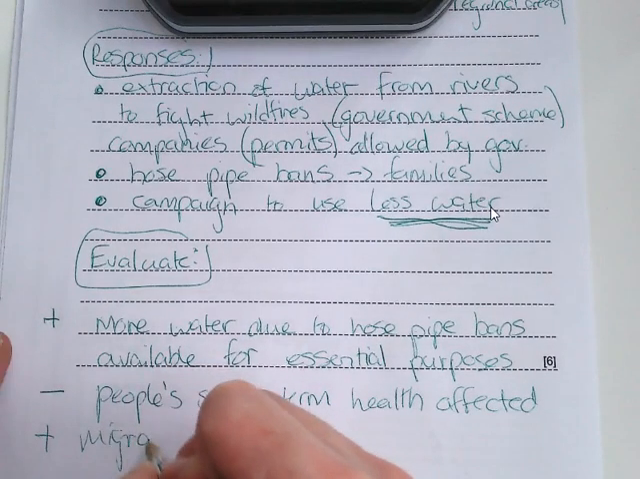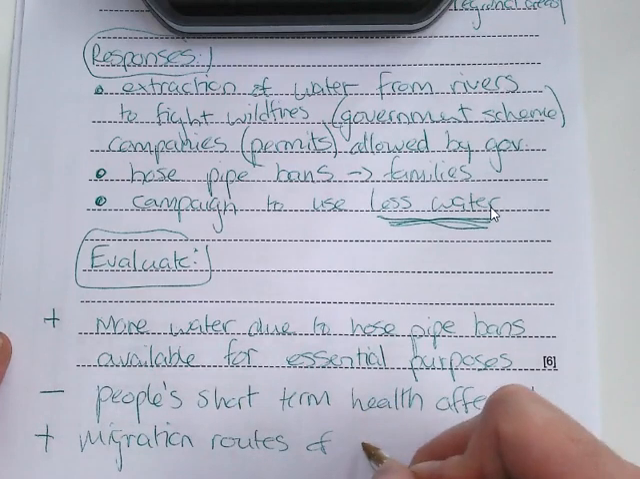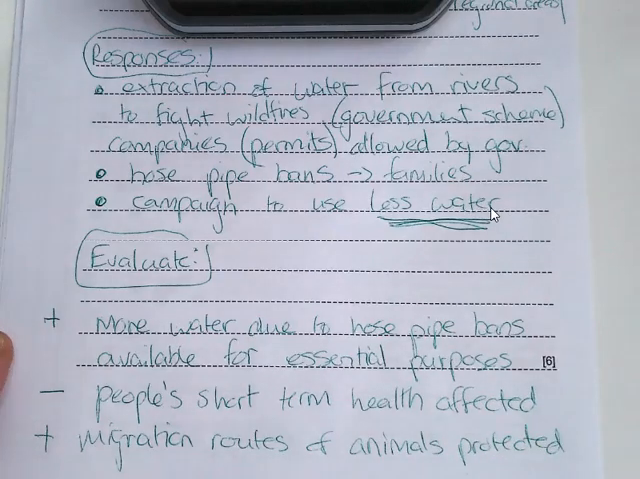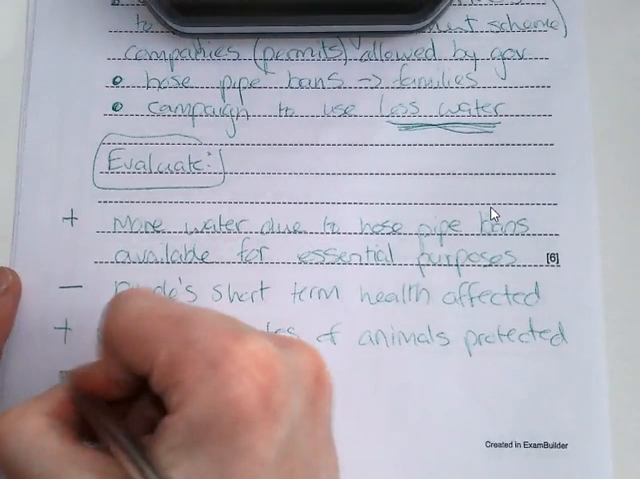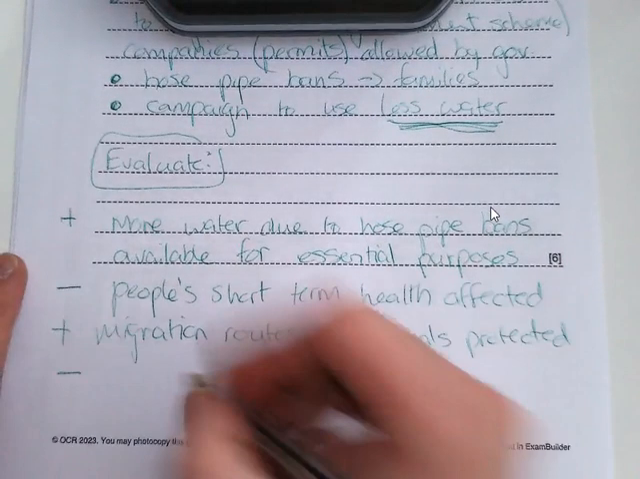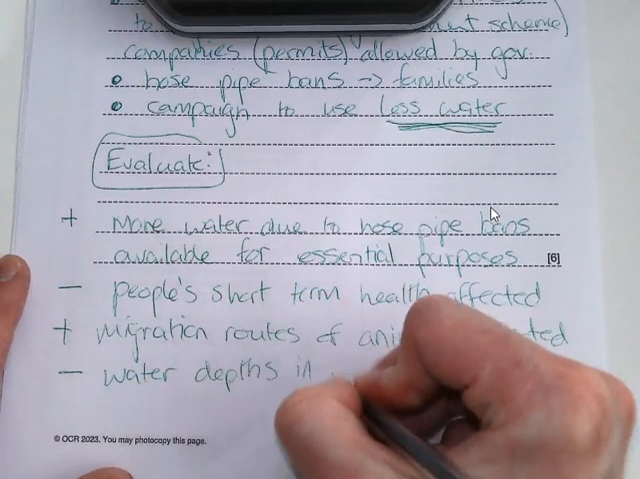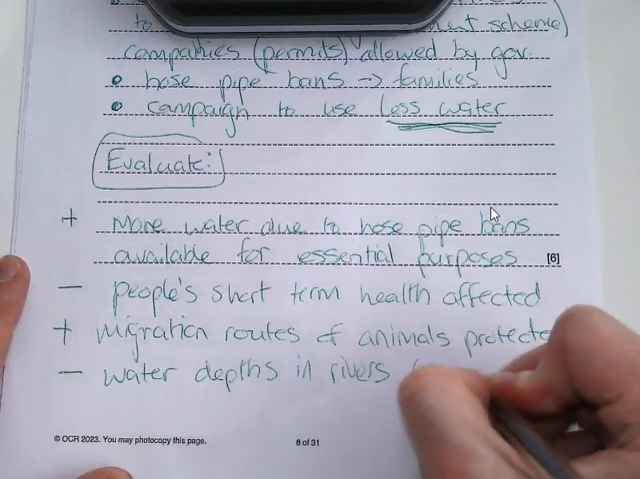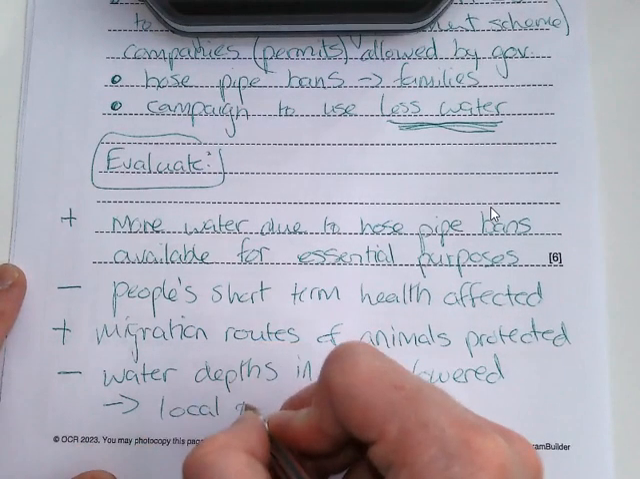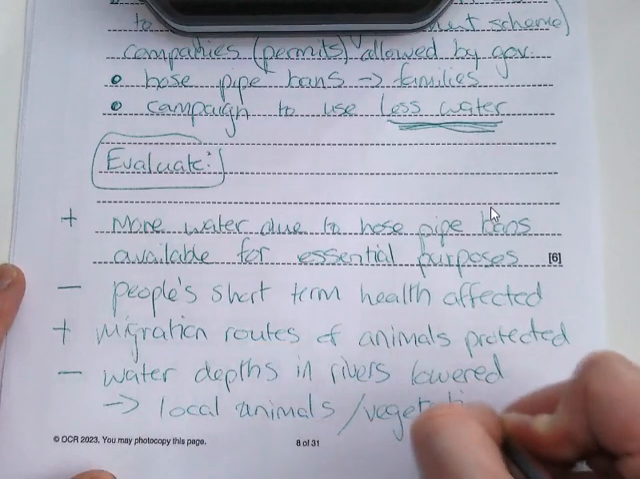A couple of other positives that you can bring in here. Migration routes of animals were protected in many areas. But then, of course, in order to do that, we had to extract water and use that water. Firefighters were putting out fires all across the country, and this meant that water levels and water depths in rivers were lower, and that would have an impact on local animals and vegetation, so damage to those.